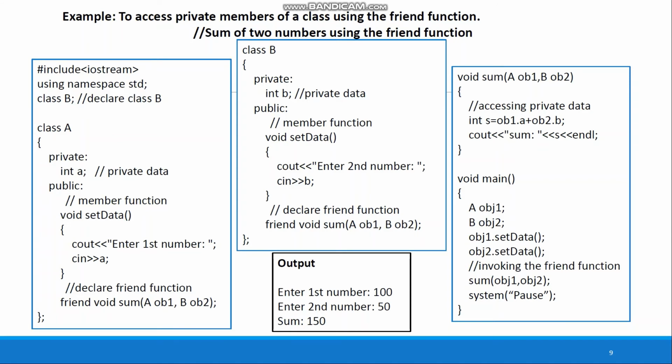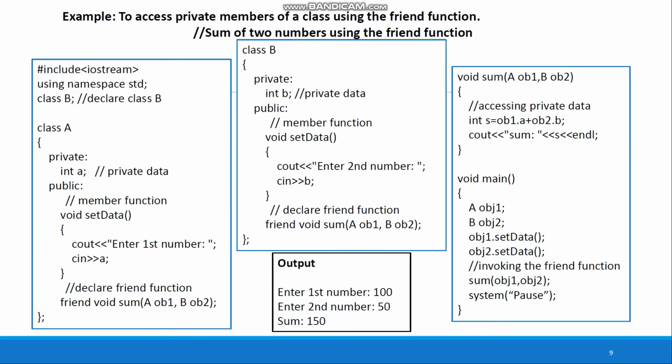Now we have completed the class A definition. After that, we come to the next class, the class B. In the class B, we have another private section. Inside this private section, we have the private data b, of integer type. Then another public section inside the class B, and here we have the same function name, set data. Inside this we again have two statements, enter the second number. We enter the second number with the help of the cin statement as well, and we input the value of b here.